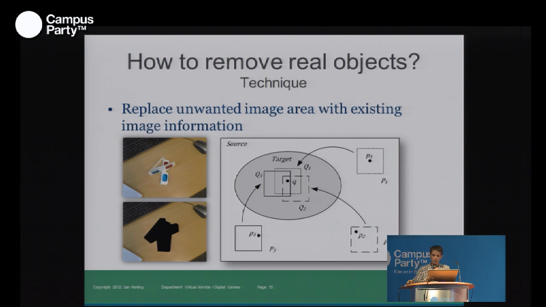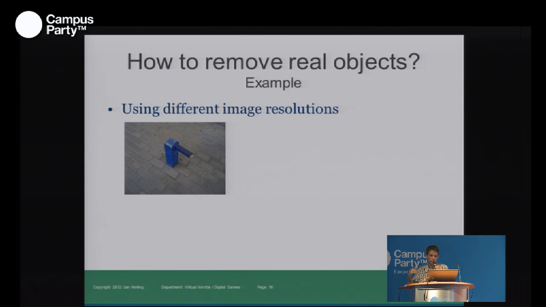And this is not done only in one image, but in several different image resolutions. And this is an example here. We have this blue object we want to remove in this image. It's a kind of stopper for a door. So you can open a door and it stops at a specific position. I don't know the English word for that.